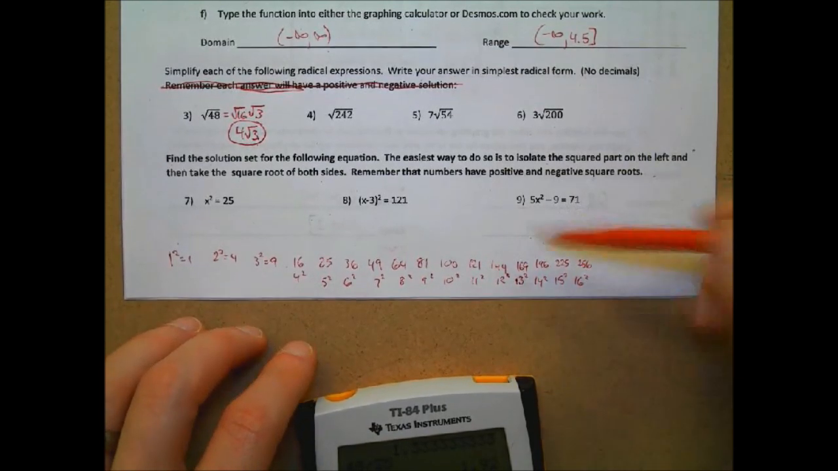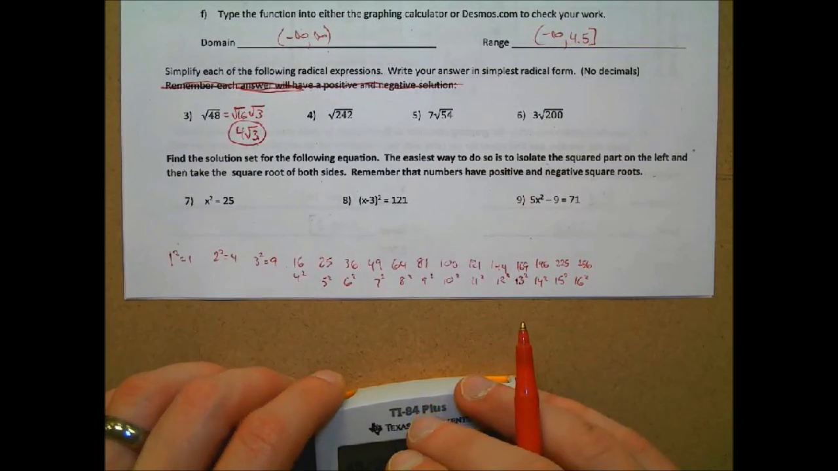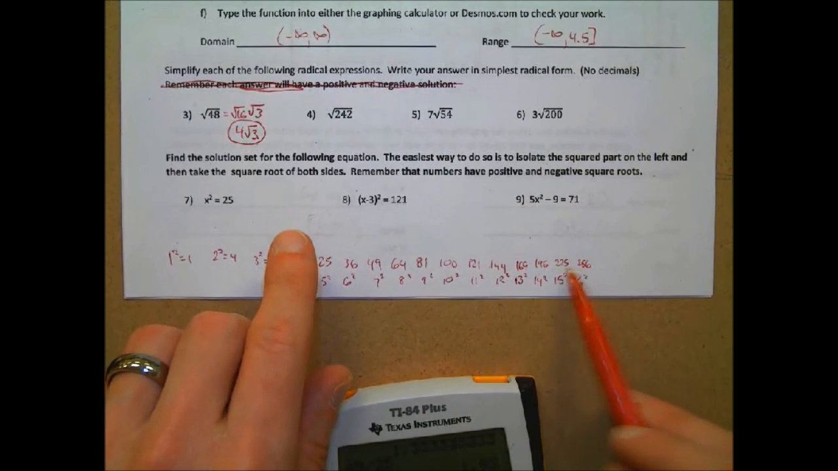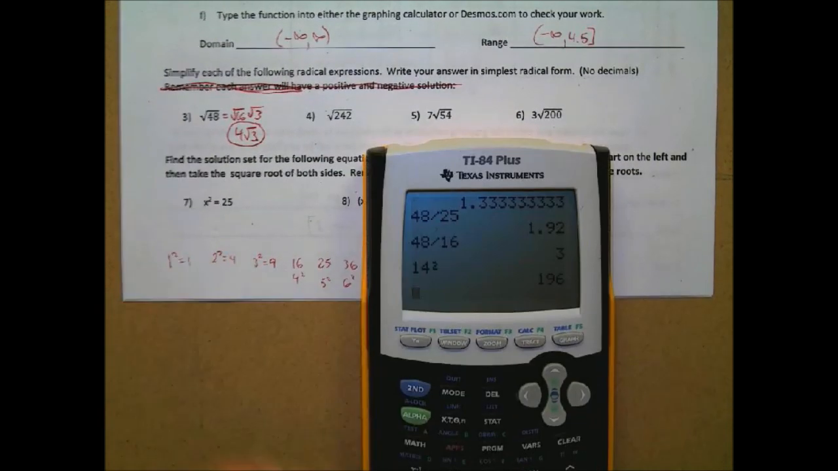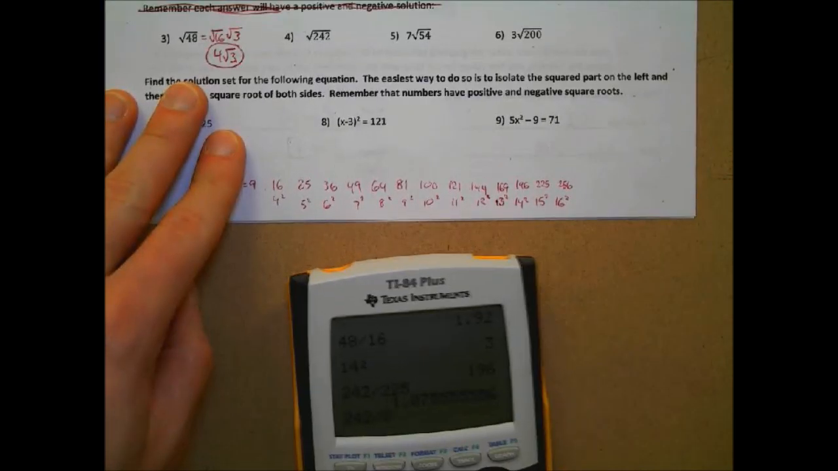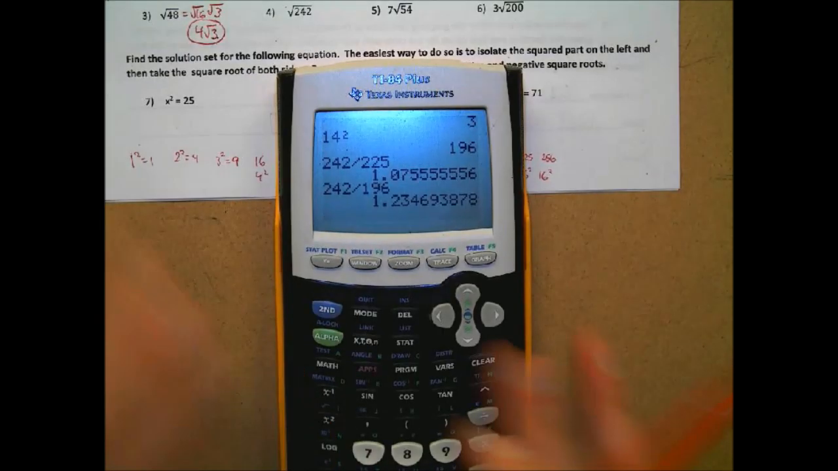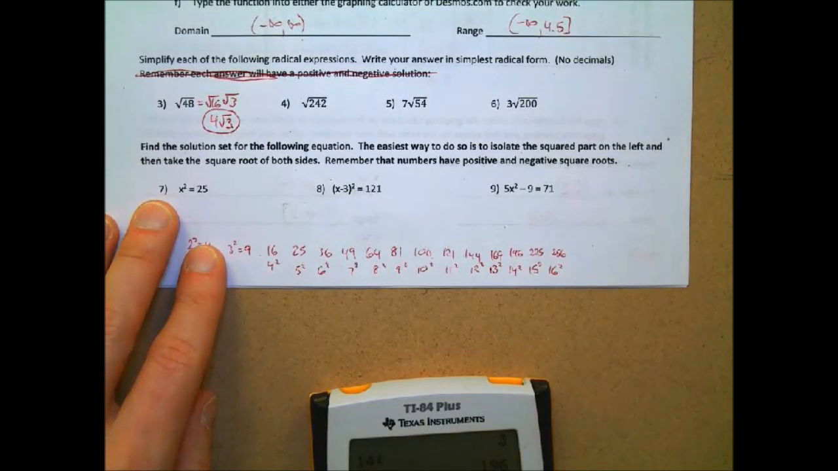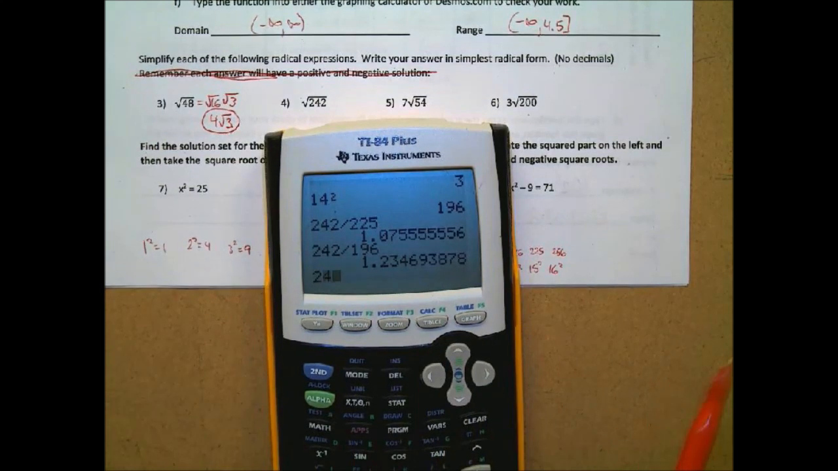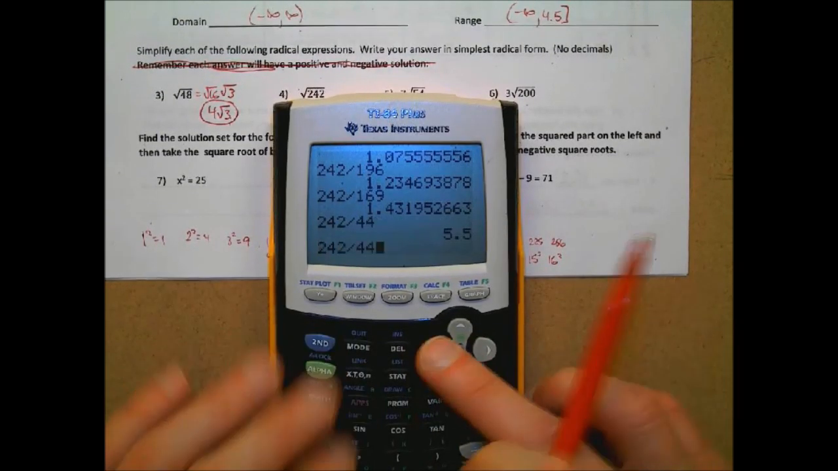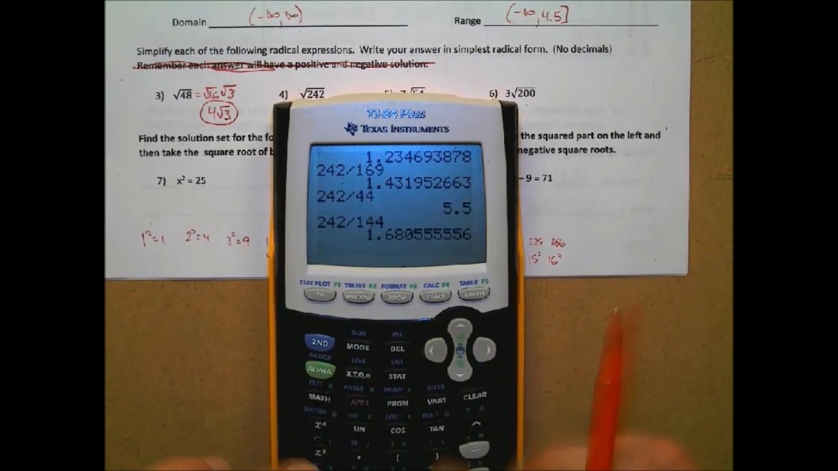Okay. Is 242 a perfect square? No. Okay, so we're going to divide by perfect squares. It's between 15 squared and 16 squared, so let's divide by 225. Nope. All right, 242 divided by 196. No, still not. All right, let's try 242 divided by 169. Nope. 242 divided by 144. Nope. 242 divided by 121.